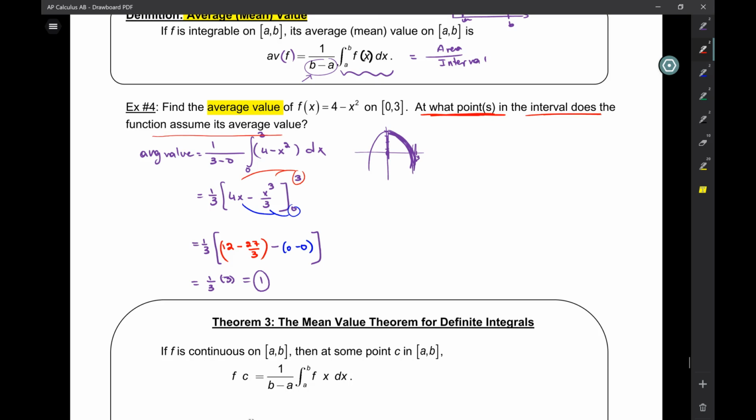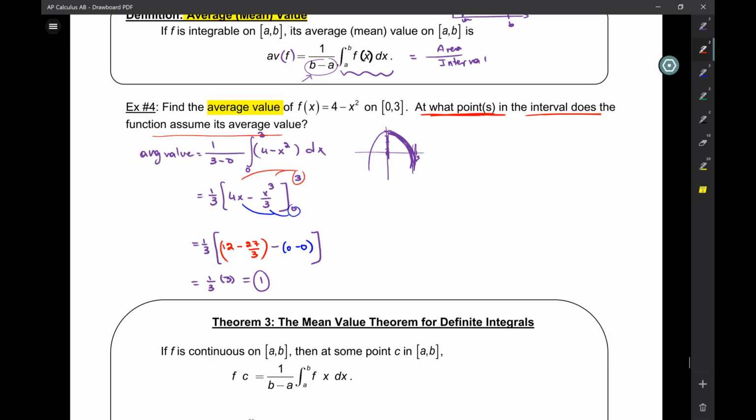So look at this. The highest value that this takes is a 4. The lowest value when x equals 3 is -5, right? So the y values go from +4 to -5. On average, it's got a value of 1. And now it's saying, was there a point where the actual value equals this average? Is there a point here where the value is actually y equals 1? Yeah. So you have to find that now.